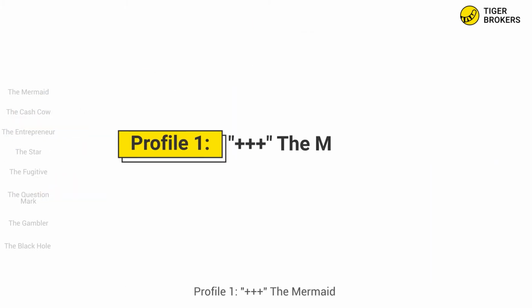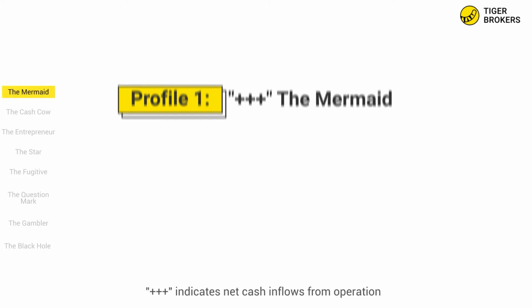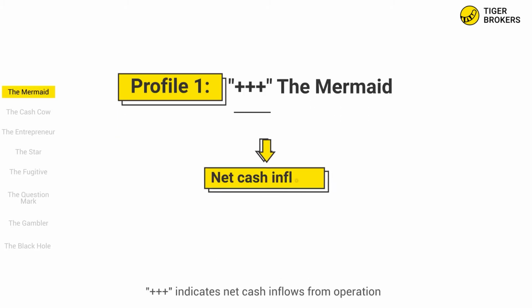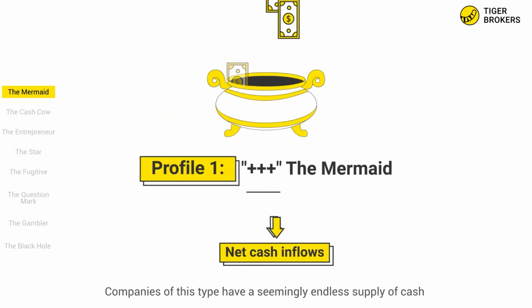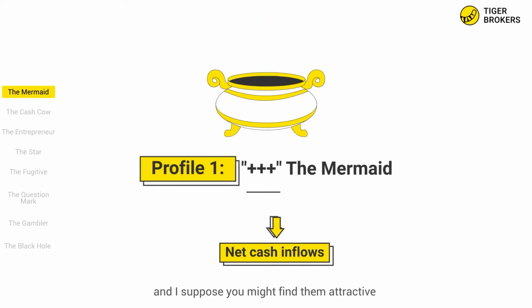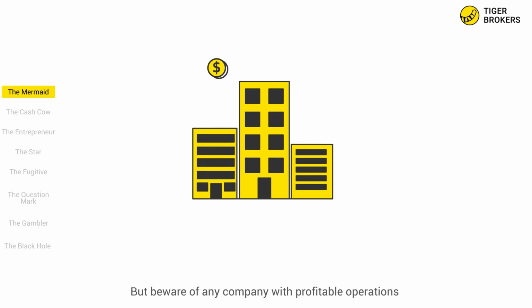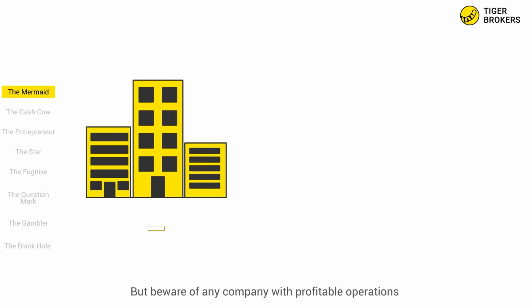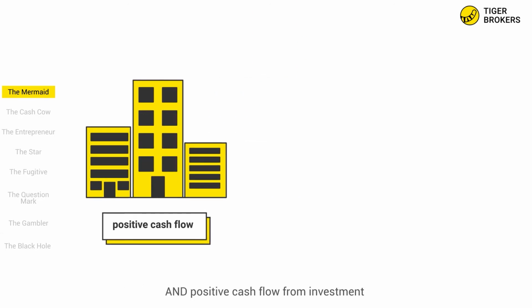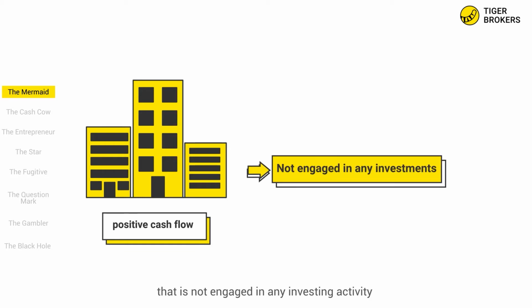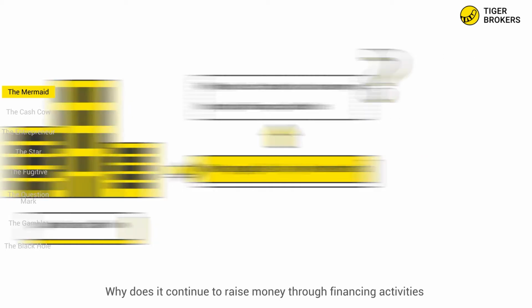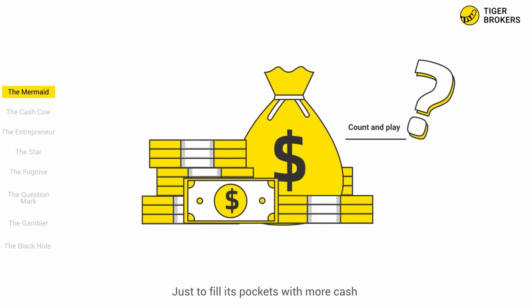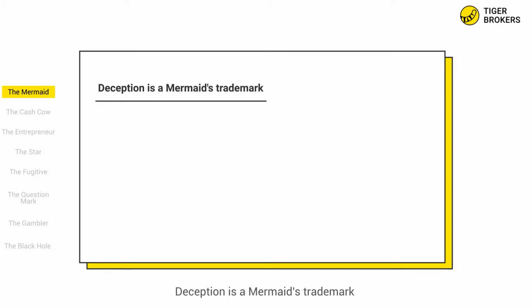Profile 1, Treble positive, the Mermaid. Treble positive indicates net cash inflows from operation as well as from investment and financing. Companies of this type have a seamlessly endless supply of cash, and I suppose you may find them attractive. But beware of any company with profitable operations and positive cash flow from investment that is not engaged in any investing activity. Why does it continue to raise money through financing activities just to fill its pockets with more cash? Deception is a mermaid's trademark.